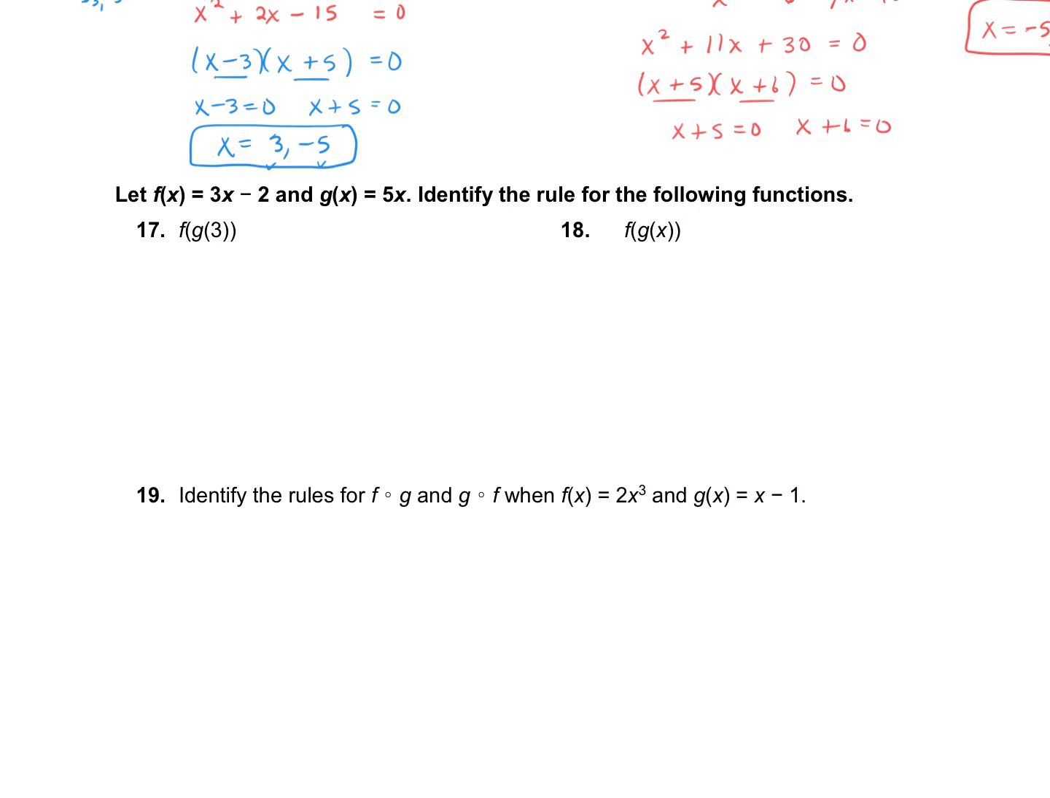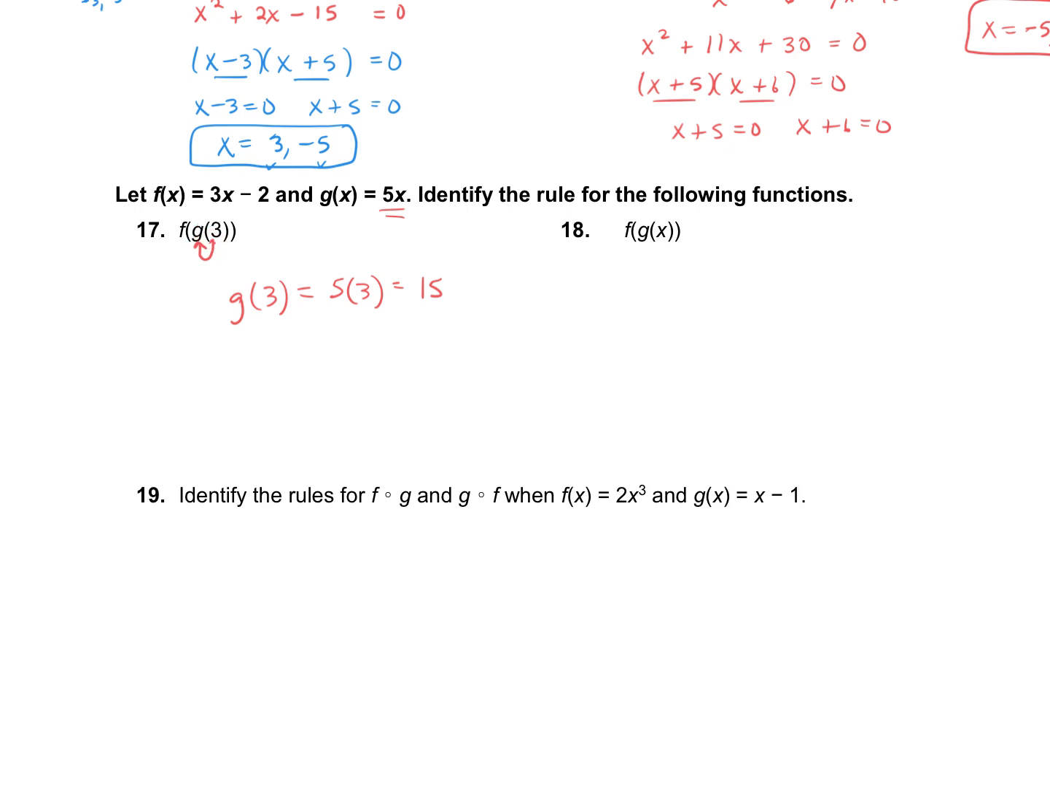But for this first one, because it's a 3 instead of an x, what we're going to do is take a 3 and substitute it into the g function. So that's essentially saying, what is g(3)? We always start on the inside. g(3) is equal to, we go to our g function, and we plug in a 3 for the x, and we get 15. So now we know that g(3) is equal to 15.